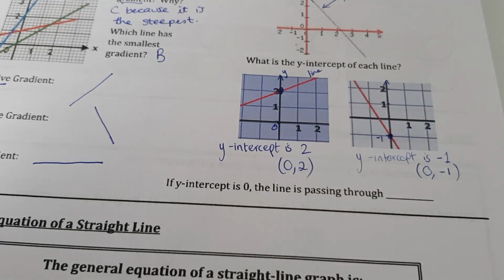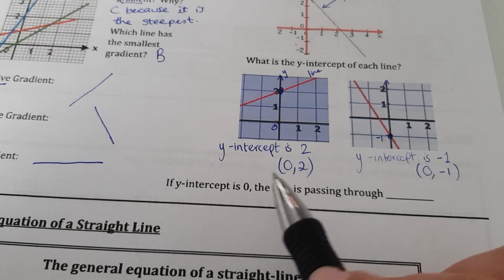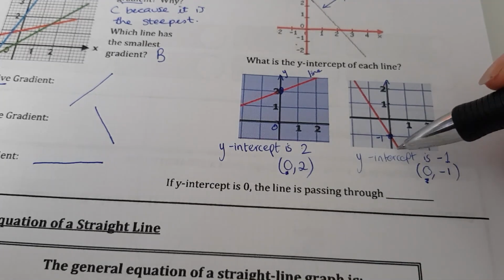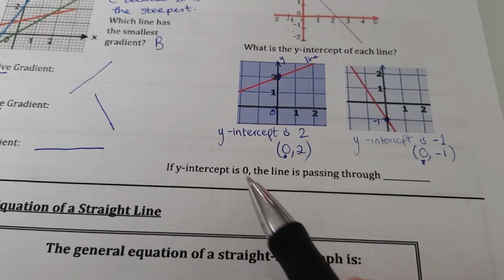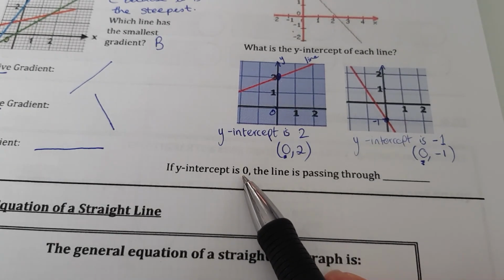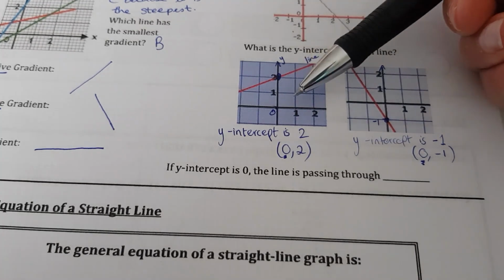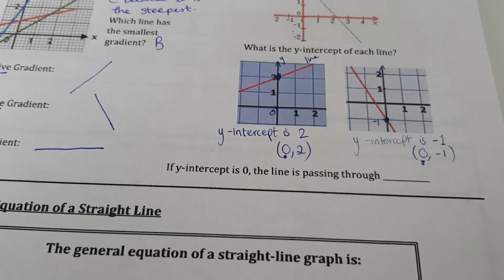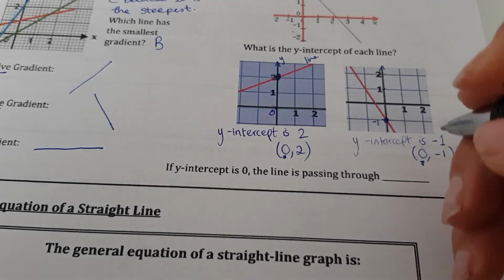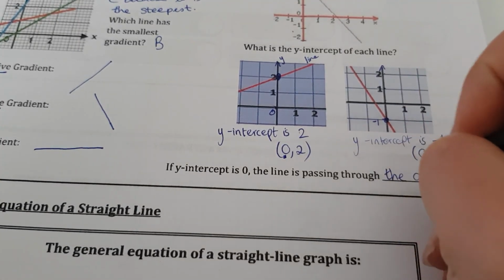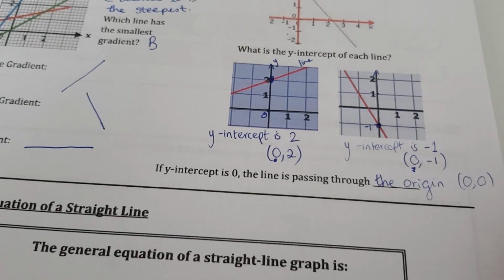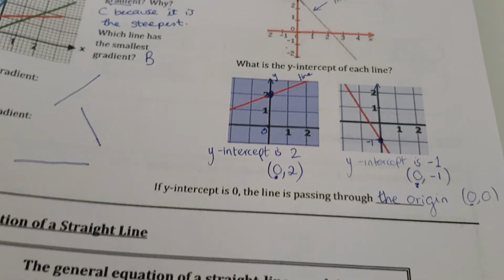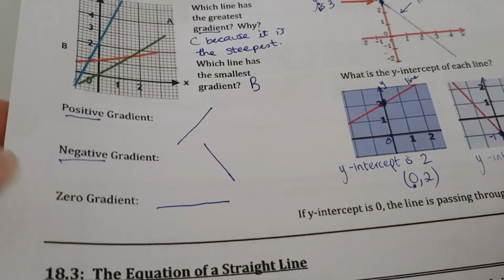Every time we have a y-intercept, as we mentioned last time, the x value is going to be 0, because it is a value on the y-axis. Now, if the y-intercept is 0, what does that mean? It means the line is passing through 0, and that is called the origin. So the line is passing through the origin, and the coordinate of the origin is 0, 0. X is always 0 for the y-intercept. Okay? So that's a quick revision on what the y-intercept is, and what the gradient is.